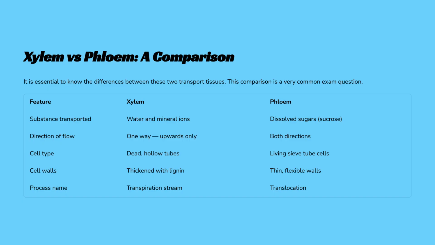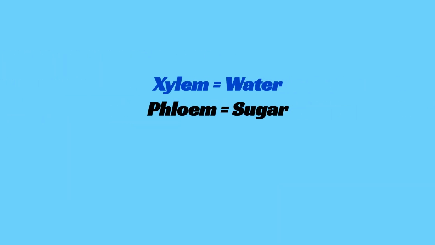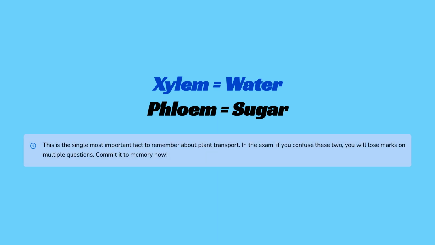A comparison of xylem and phloem shows key differences. Xylem transports water and minerals upwards in dead, lignified tubes by transpiration. Phloem moves sugars in both directions in living sieve tube cells by translocation. Remember this critical fact for plant transport: xylem equals water, phloem equals sugar. Confusing these two will result in lost marks on multiple exam questions. Commit it to memory now.